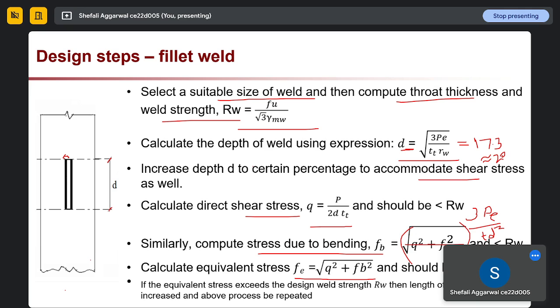Okay. These are just the design steps which are actually given in the code. It's not like we will follow the same steps every time. I feel in most questions D will be given to you. If not, then you can calculate D.